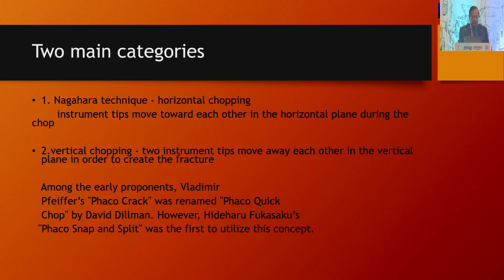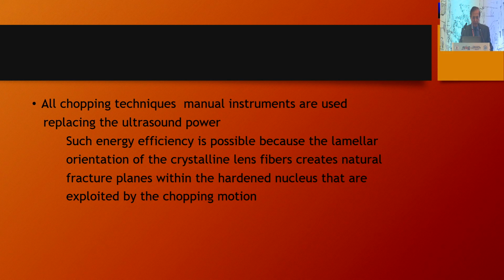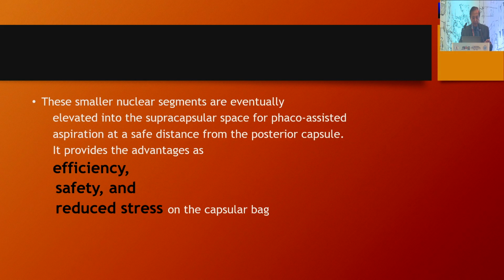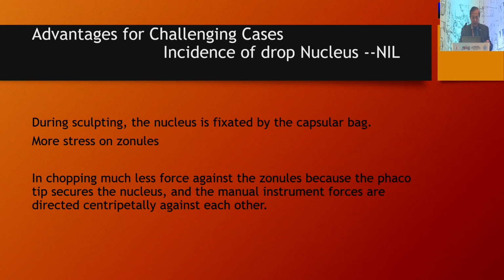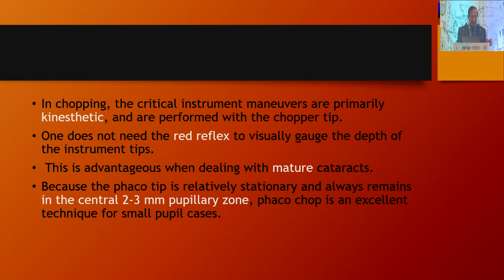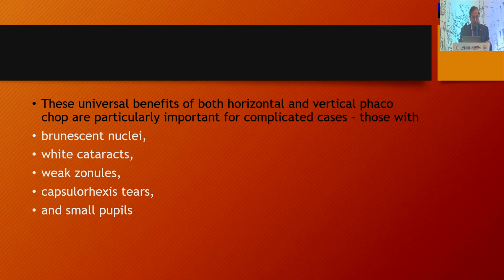Two main categories are there. Nagahara is horizontal chopping, and vertical chopping is too, as the doctor has already discussed a lot. In all chopping techniques, manual instruments are used, replacing the ultrasound power, which is very important for efficiency, safety, and reduces stress on the capsular bag. During sculpting, the nucleus is fixated in the capsular bag, with more stress on the zonules. To reduce that, there is a kinesthetic technique, and we do not require much of the red reflex, and it is done in mature cataract, and a central 2 to 3 millimeter pupil zone is required in this technique. It is used for brunescent nuclei, white cataract, weak zonules, capsular exfoliation, and small pupils.